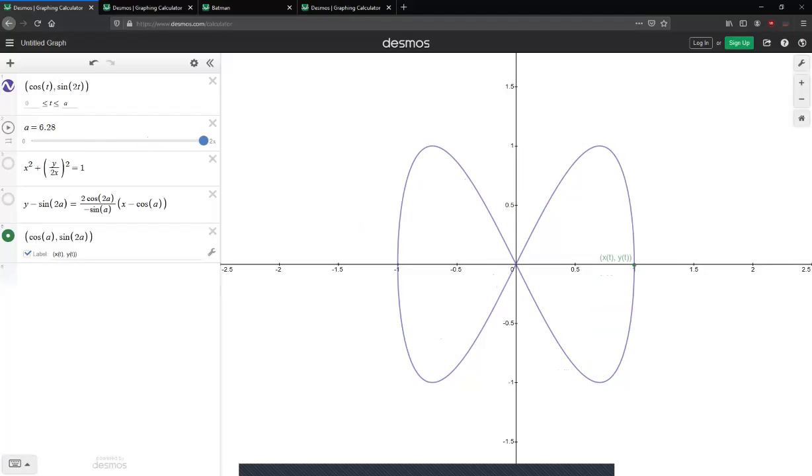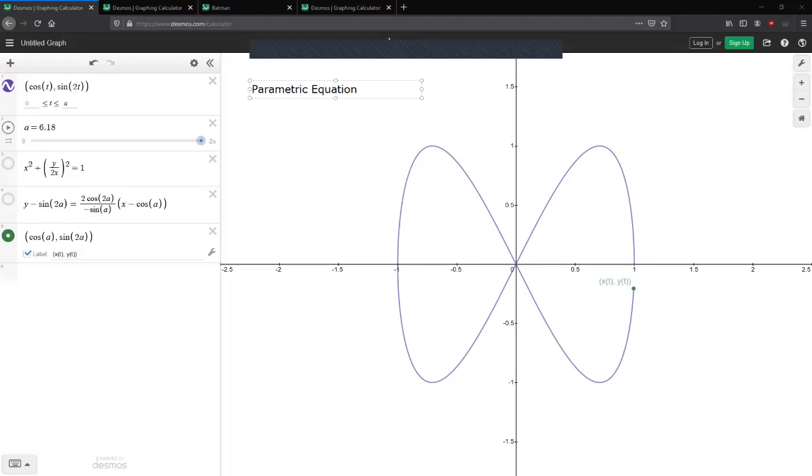So the name for this kind of a plot where my x coordinate and my y coordinate are both functions of some third independent variable, well, I would call t the parameter that controls both of my x and y. And so how do I describe an equation where a parameter controls both of my x and y? I would call that a parametric equation.